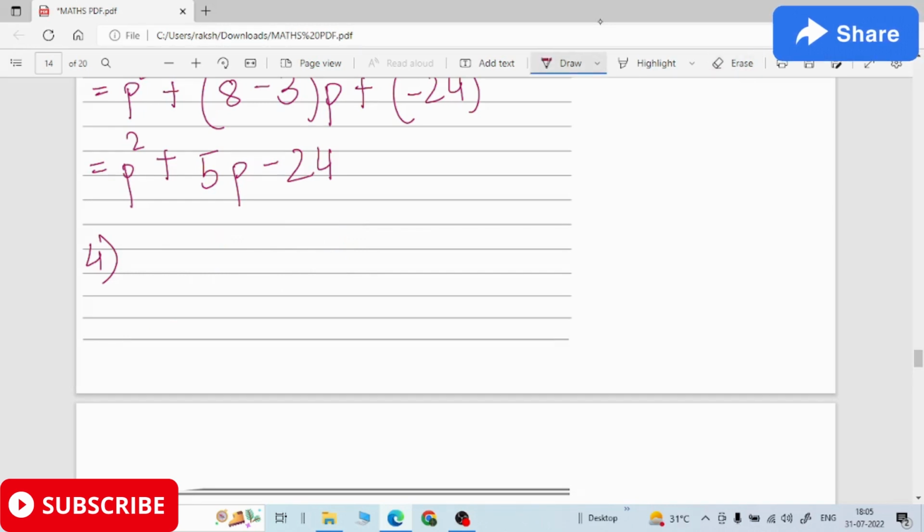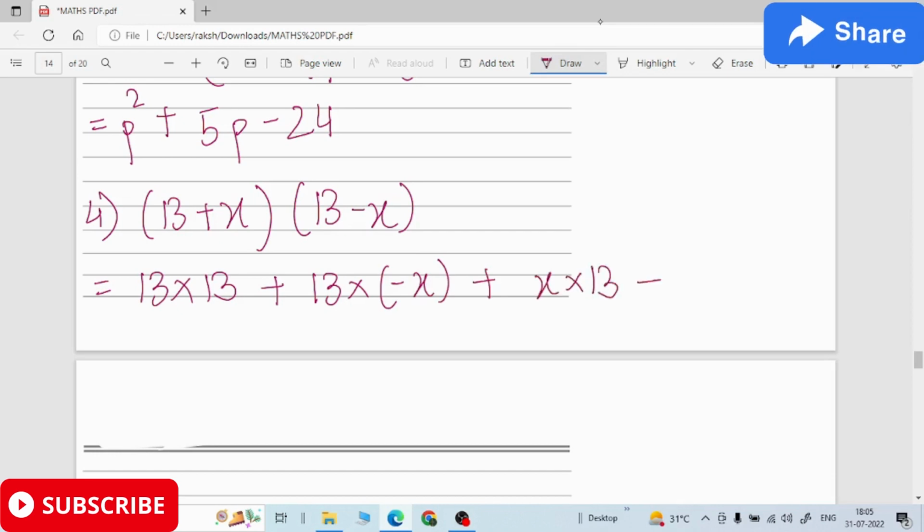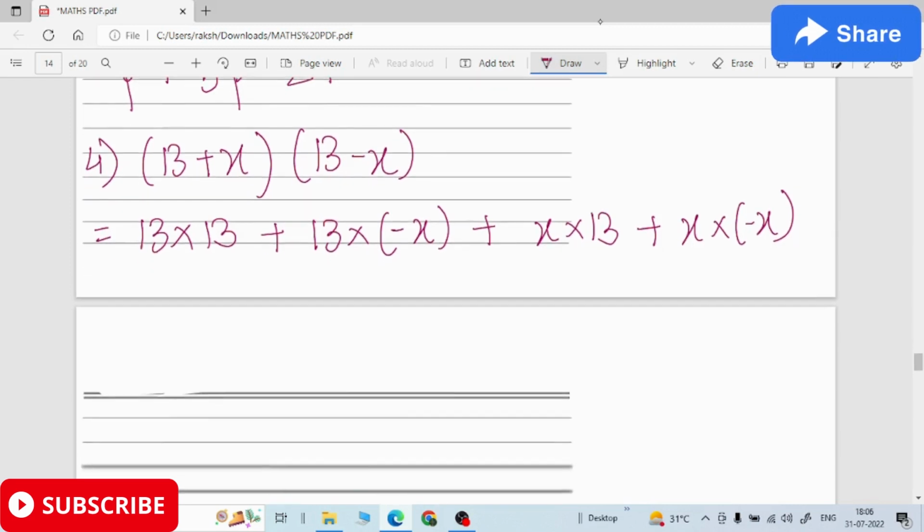Okay, the next one, that is 13 plus x and 13 minus x. Same, 13 into 13 plus 13 into minus x plus x into 13 plus x into minus x. Here the variable is given in the second term, not in the first. So do not worry, we'll solve those sums.